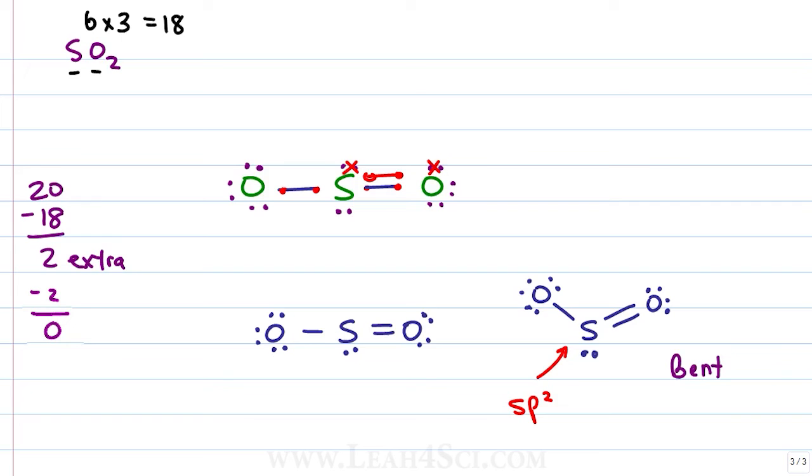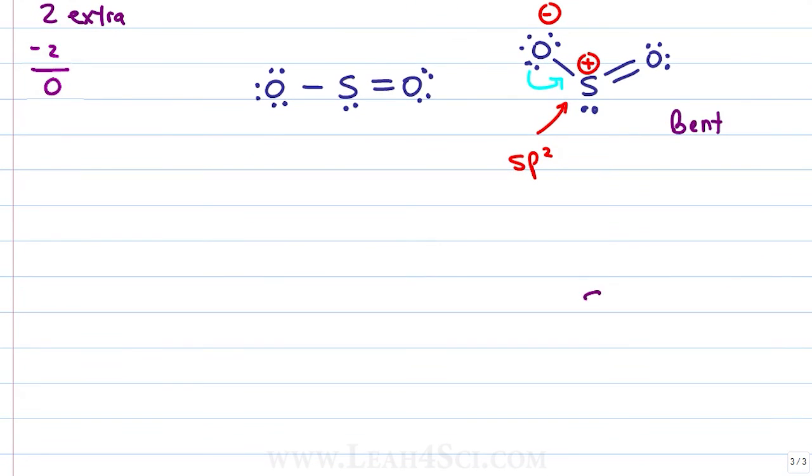If you've already studied resonance and formal charge, tutorials for both are linked below, then you'll recognize that there's a formal charge of -1 on the oxygen and a formal charge of +1 on sulfur, which would make you realize that we have an unconventional resonance structure where that central sulfur atom can have 2 oxygens, both double bound, and still have a lone pair.